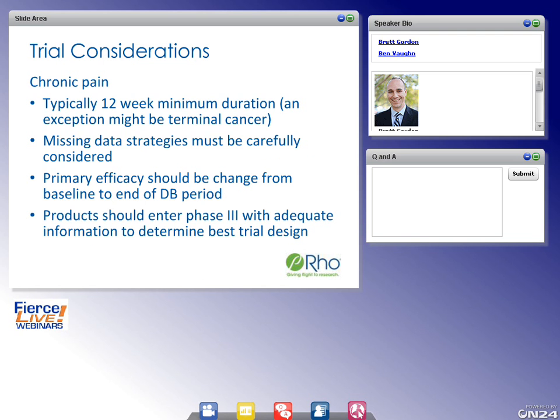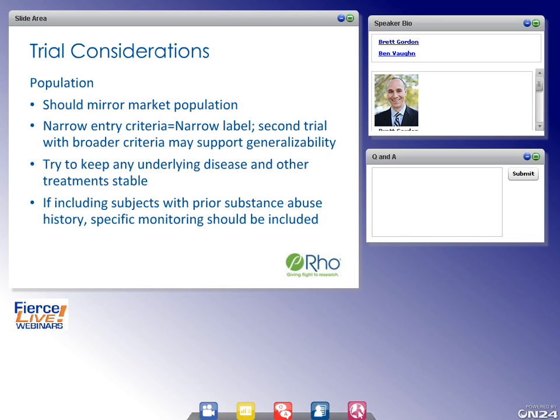There's also a number of population considerations that you'll want to take into account. Patient populations in phase 3 should represent as much as possible those patients that are reasonably expected to use the drug once it's marketed. So in some development programs, it may be useful for one trial to have more narrowly defined entry criteria, and then you can allow for enrichment where possible. Well, if you're doing a second trial for the same indication, you may have broader criteria to better support generalizability.